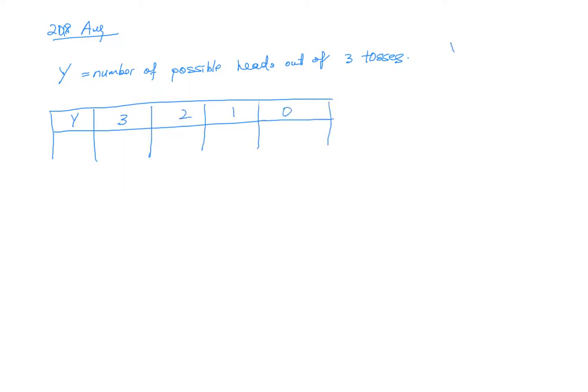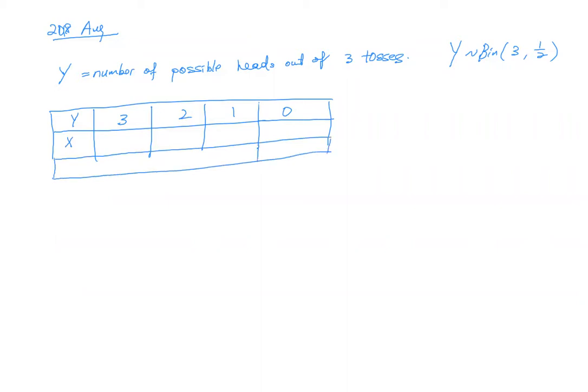So that means my Y is a binomial distribution, 3, 0.5. Am I right? It's a fair coin. I can say it's an unfair coin in the exam, so you have to read the question carefully. So now, the probability of getting an X and getting a Y is the same. So this is the probability.